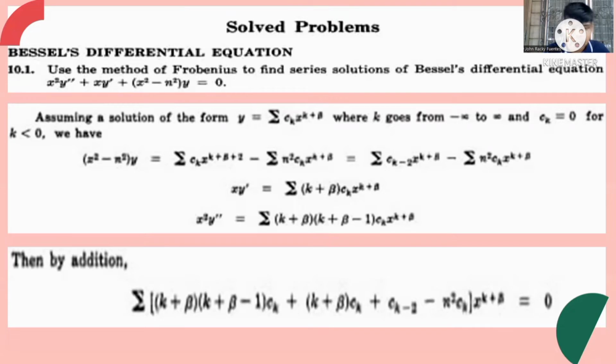Then by addition, mag-add ka na dito. Summation of (k plus beta)(k plus beta minus 1) c sub k plus (k plus beta) c sub k plus c sub k minus 2 minus x squared c sub k, x to the k plus beta is equals to 0.